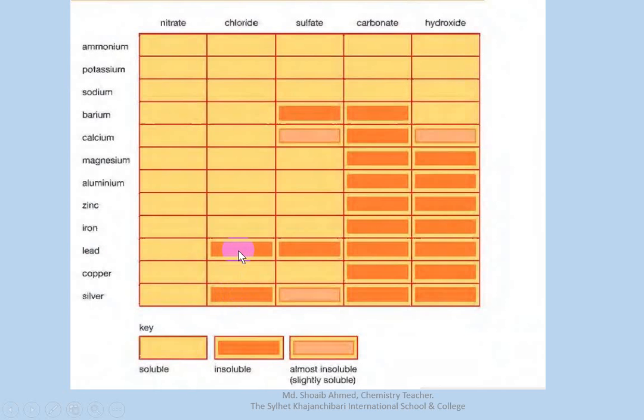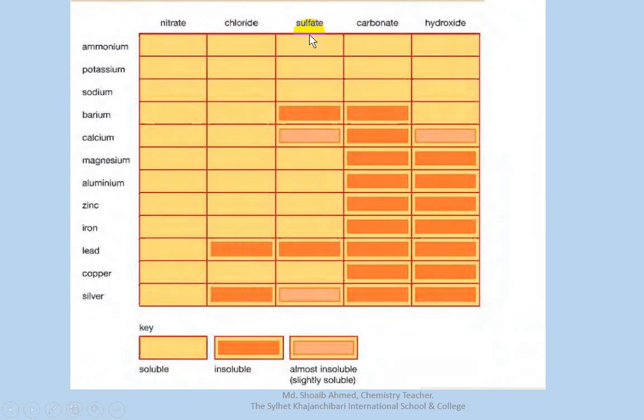So we have found 2 chlorides that are insoluble. Which 2 chlorides are insoluble? Are you listening to me? Which 2 chlorides are insoluble? Lead chloride and silver chloride. Lead chloride and silver chloride, okay.